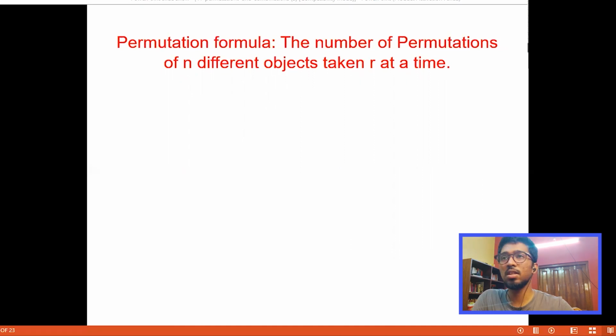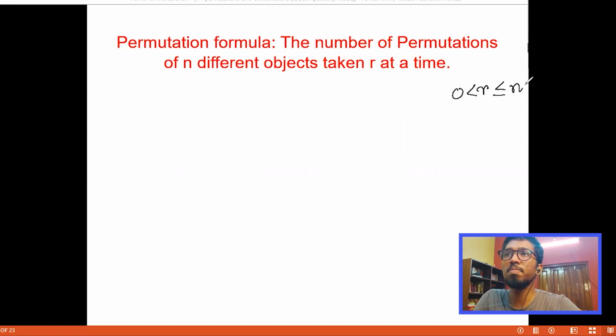Suppose, let me annotate here for you. Suppose we have n different objects, they all are different, and we are taking r number of objects from those n different objects, where r is greater than 0 and less than or equal to n, right? So we have n different objects and we are taking r objects from them, and we are finding how many ways we can arrange those r objects. We have to find that number.